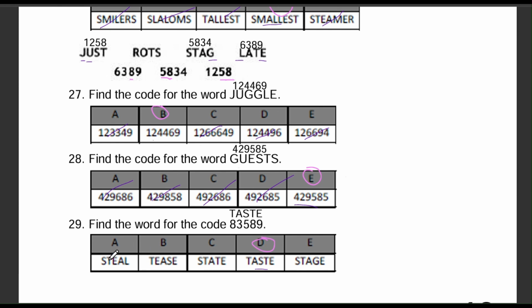And finally, why aren't the others correct? Well, A, B, C, and E just don't match up with the digit letter translation that we have. Do you have any other questions?